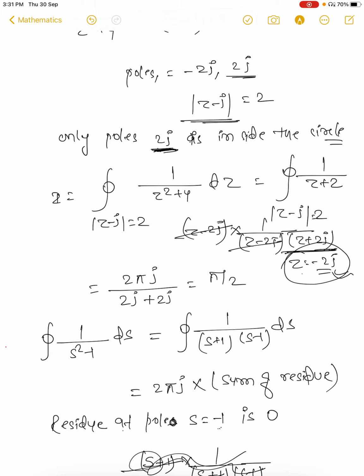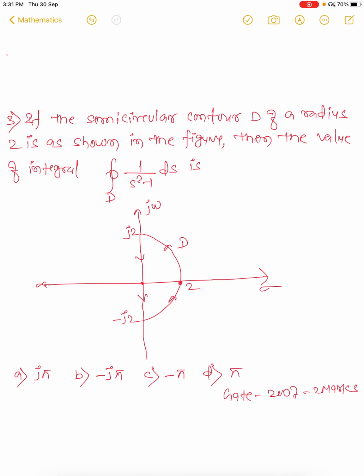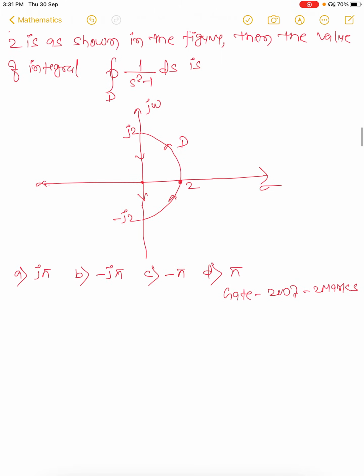Because of that, this one residue will be 0. Okay, got it? Now next, if the semicircle contour P of radius 2 is shown in the figure, find the value of the integral of 1 upon s squared minus 1 ds over the contour. In a similar way, let us solve this example.